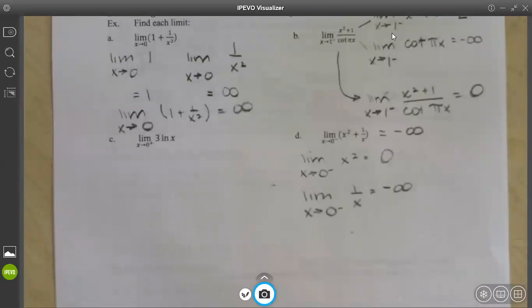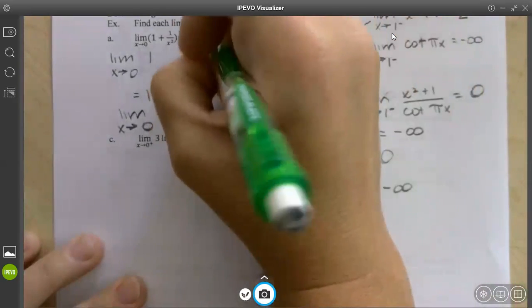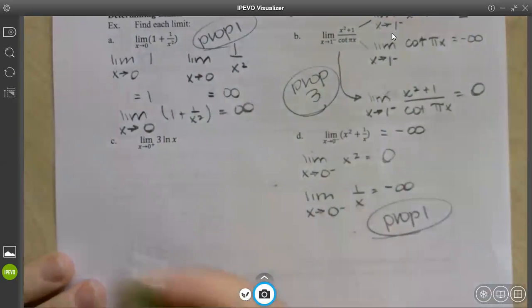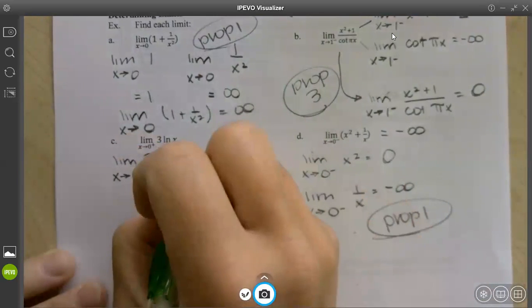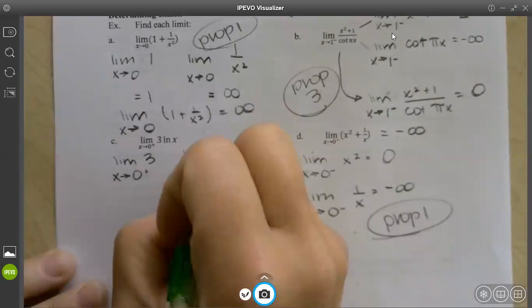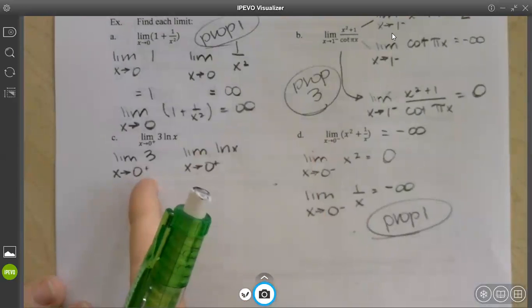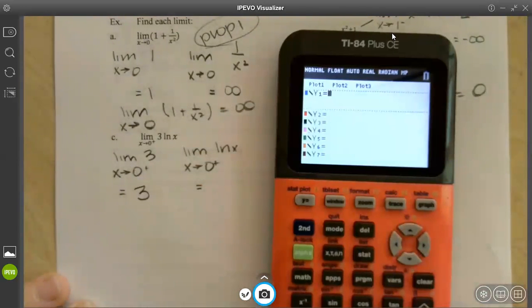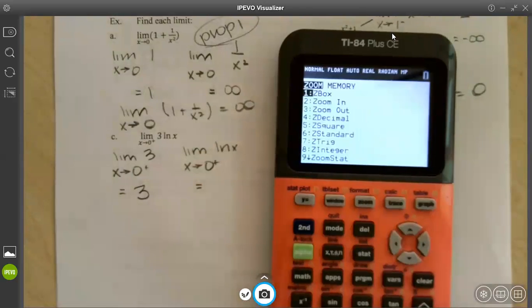All right, limit of 3 times ln x. This is that property 2. So this one, just in case you forget where I got that from, property 3. This is that property 1, at the top of your paper. This one is the product. So we're going to do the limit of 3 as x approaches 0 from the right, and we're going to find the limit of ln x as x approaches 0 from the right. What's this one going to be? Without doing any work, 3. What about this one? We're going to put it in our calculator because I don't know how it works. I'm going to graph it. What's it doing? I'll zoom 6 for you if you need it.